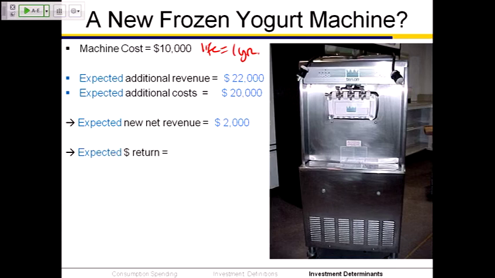We also call that the expected dollar return. So same concept, different language. It's the same thing as saying what's the expected dollar return. So the expected dollar return from buying and using this machine is $2,000. If you can get the money to buy this machine for less than $2,000, then it's profitable to buy and use this machine. If you can't get the money to buy and use this machine for less than $2,000, then it's not profitable to buy and use this machine.